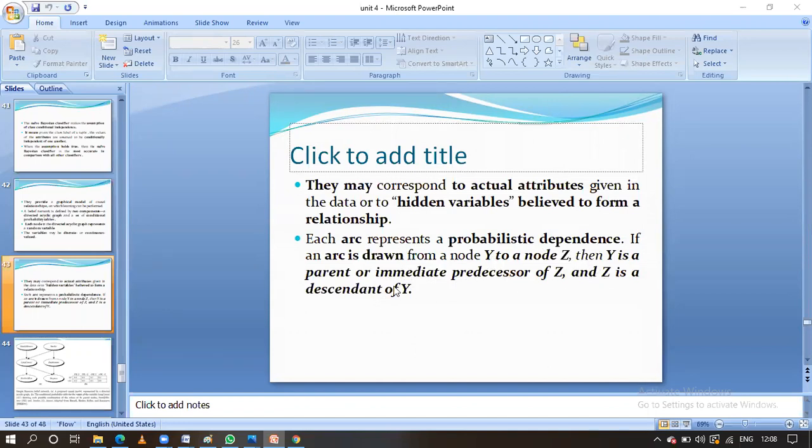In this way we are going to represent the relationship between two attributes. Here Y is one attribute and Z is one attribute. There is a relationship between them. How do we represent the relationship with the help of probabilistic dependence? We call that an arc. Here the arc starts from Y and ends at Z. We call Y the parent or immediate predecessor of Z, and Z a descendant of Y. Understand this, right?